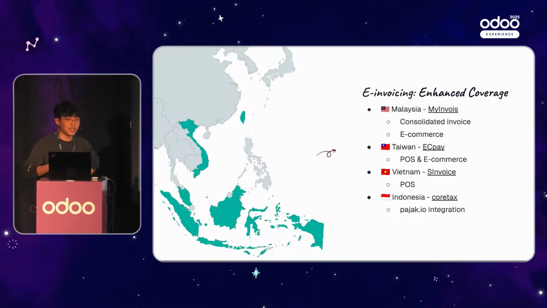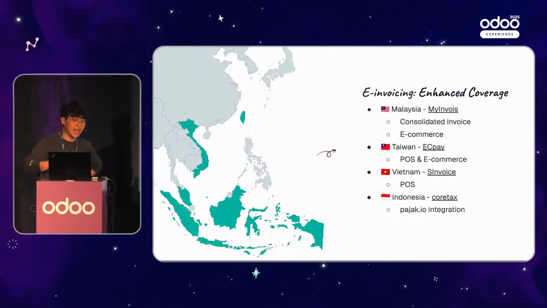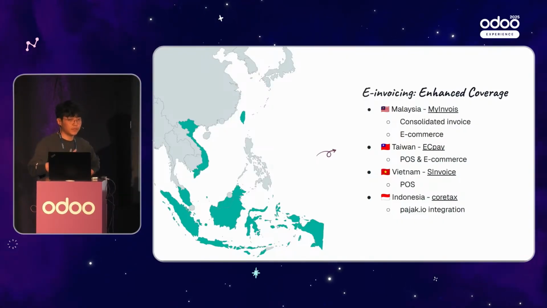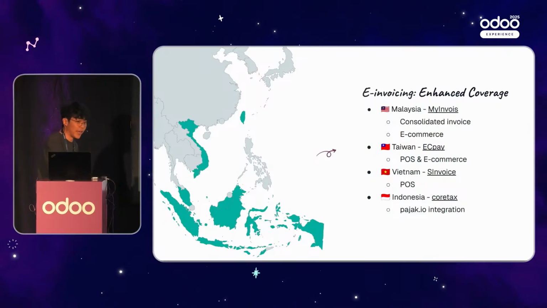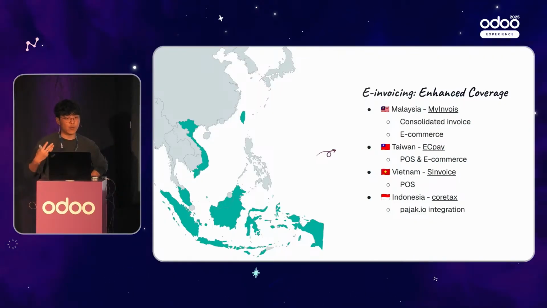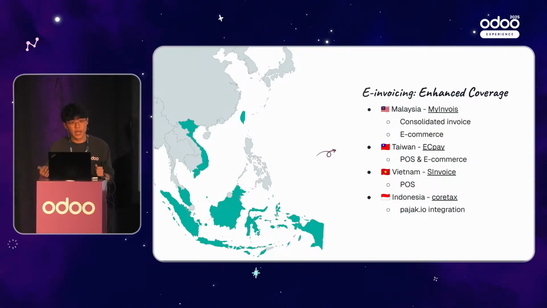And we would also continue to support and enhance the flow that we can support in Odoo in different scope, which includes POS and e-commerce. And for Indonesia, core tax, we directly allow supporting generation or export of the XML file already. But we also want to give another option to our users.